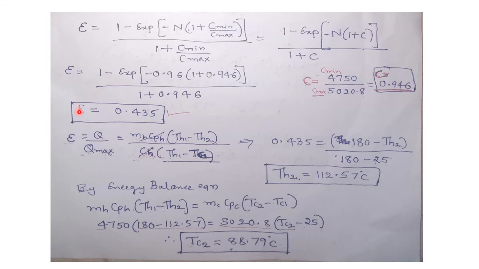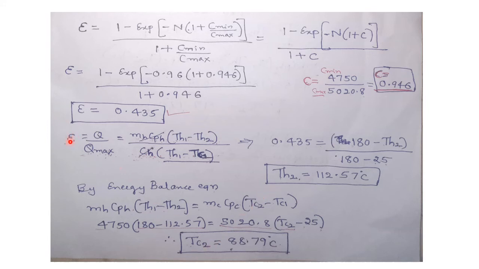The effectiveness of the heat exchanger can also be calculated directly with the help of graphs, which are available in your data handbook. In the next slide I will show you how to find the effectiveness of the heat exchanger by the graphical method. Next part, now our main aim is to calculate the values of TH2 and TC2.